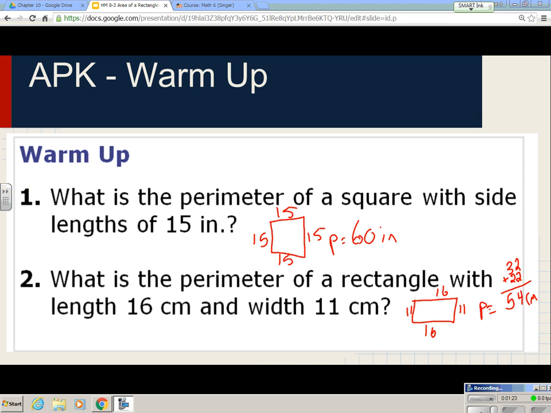The one thing you'll notice is I wrote P equals, for perimeter equals. And then I also made sure I always labeled properly so we know what the numbers represent. That's going to be very important in this unit as we move forward, just as it was with the first two lessons.